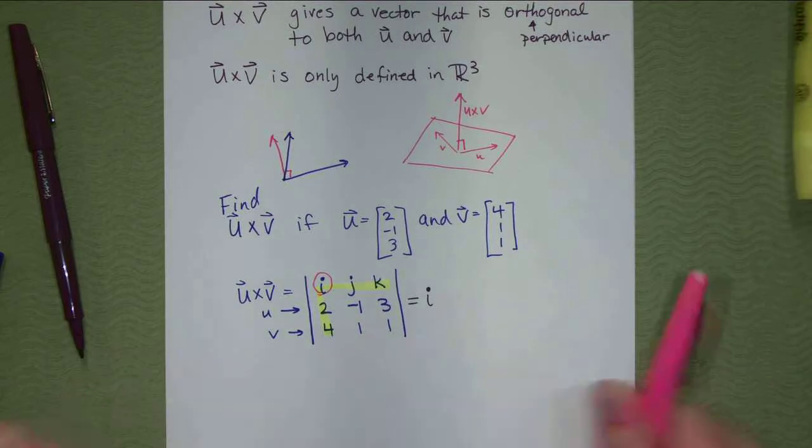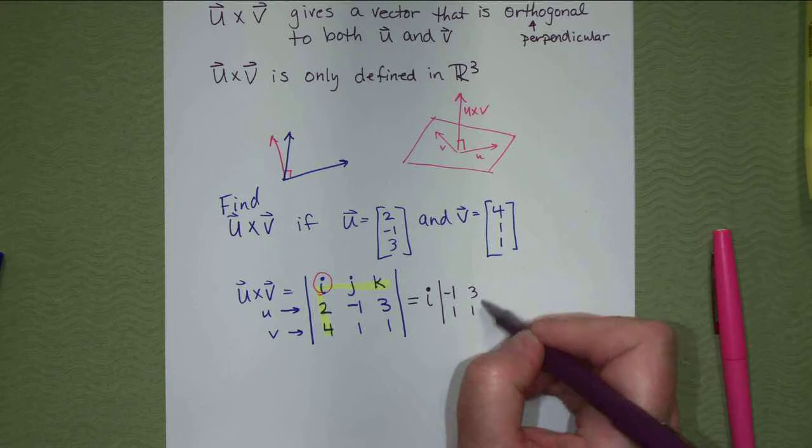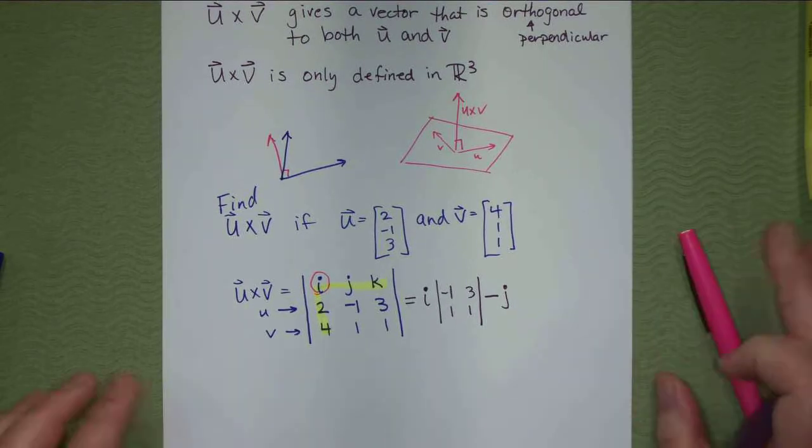So I circled the I. So you ignore everything in the column and row that the I's in, right? But I'm going to use it later, so I didn't want it to disappear. These four numbers are what you're going to write down: -1, 3, 1, 1. Minus J, so the second one is negative.